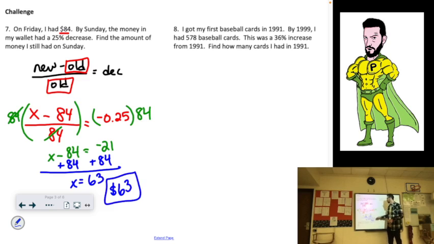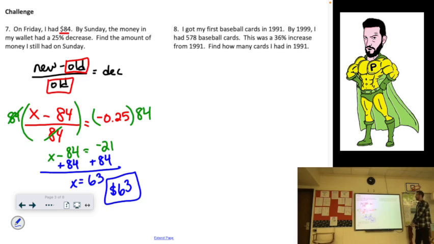Are there other ways to do this problem? Certainly. You could just figure out 25% decrease means that you have 75% of the original money. 75% of $84 is 63. But I wanted to do it that way, mostly to help with number 8 here.